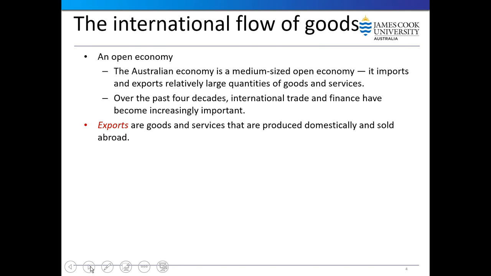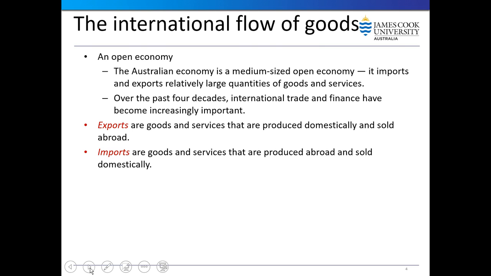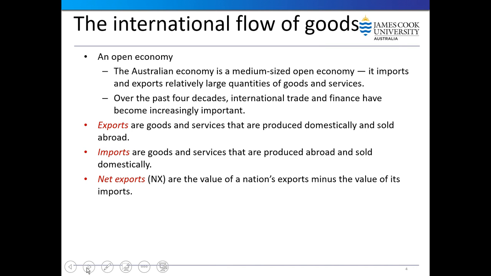So what are exports? They are goods and services produced here but consumed elsewhere, in foreign countries. So when we are calculating GDP, we have to add this up. Imports are goods and services that are produced elsewhere in a foreign country and consumed domestically, consumed here. So when we are calculating GDP, we have to subtract imports. Net exports are the value of the nation's exports minus the value of imports.